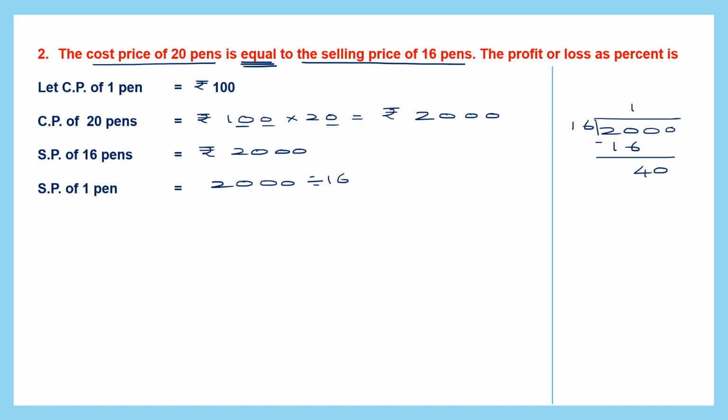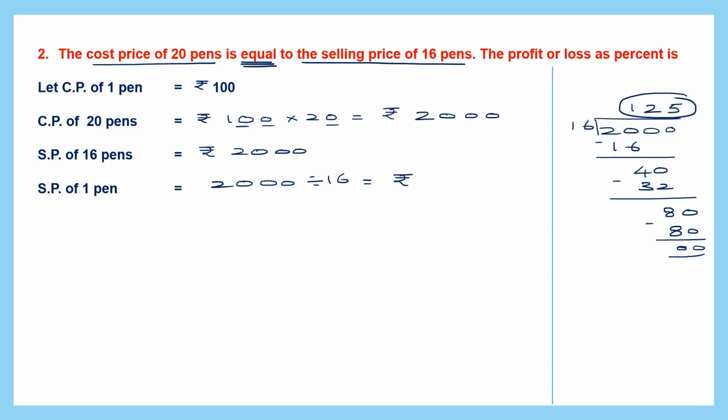40. So now 16 twos are 32. 40 minus 32 is 8, and we put a 0 here. Now 16 into 80 is 5. So now we have our quotient. Our quotient is 125, and that is the selling price of 1 pen.